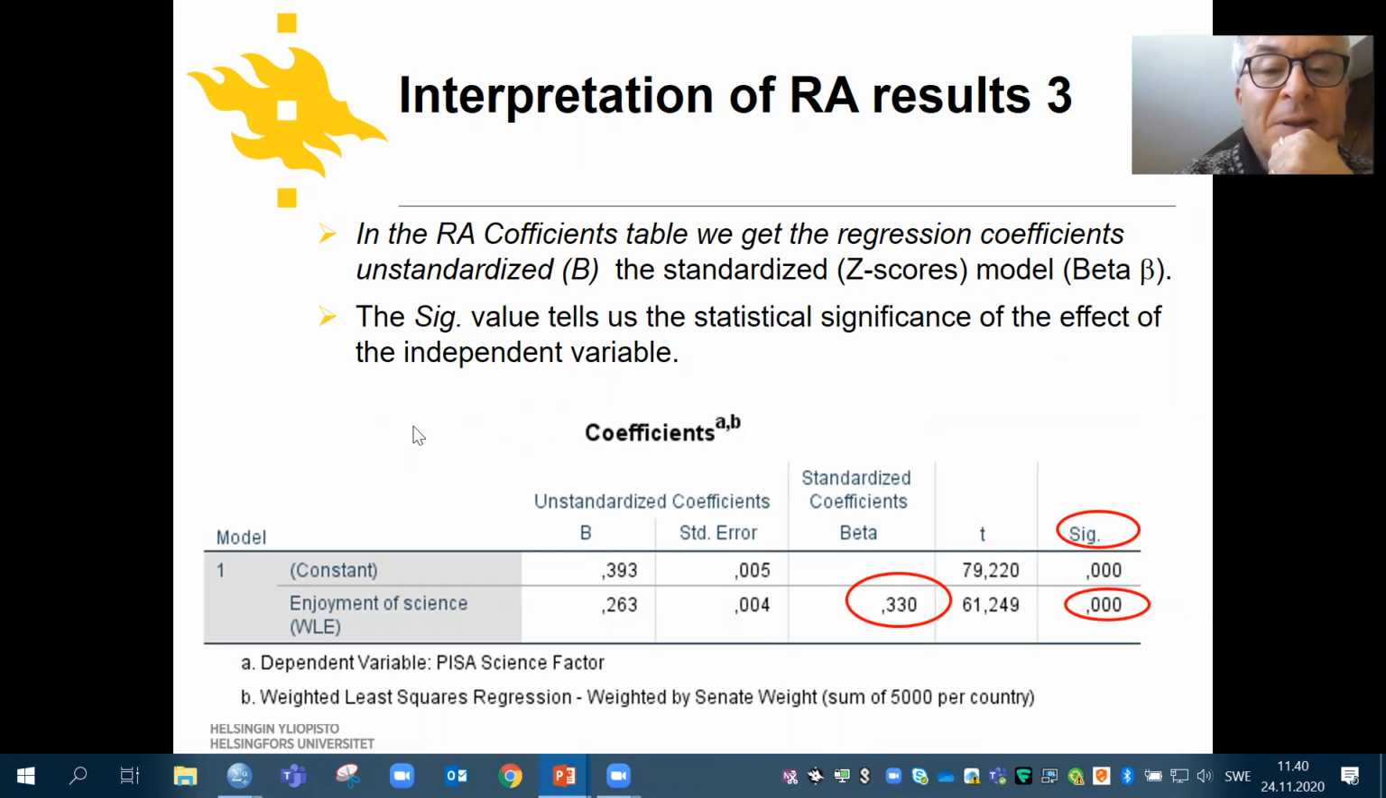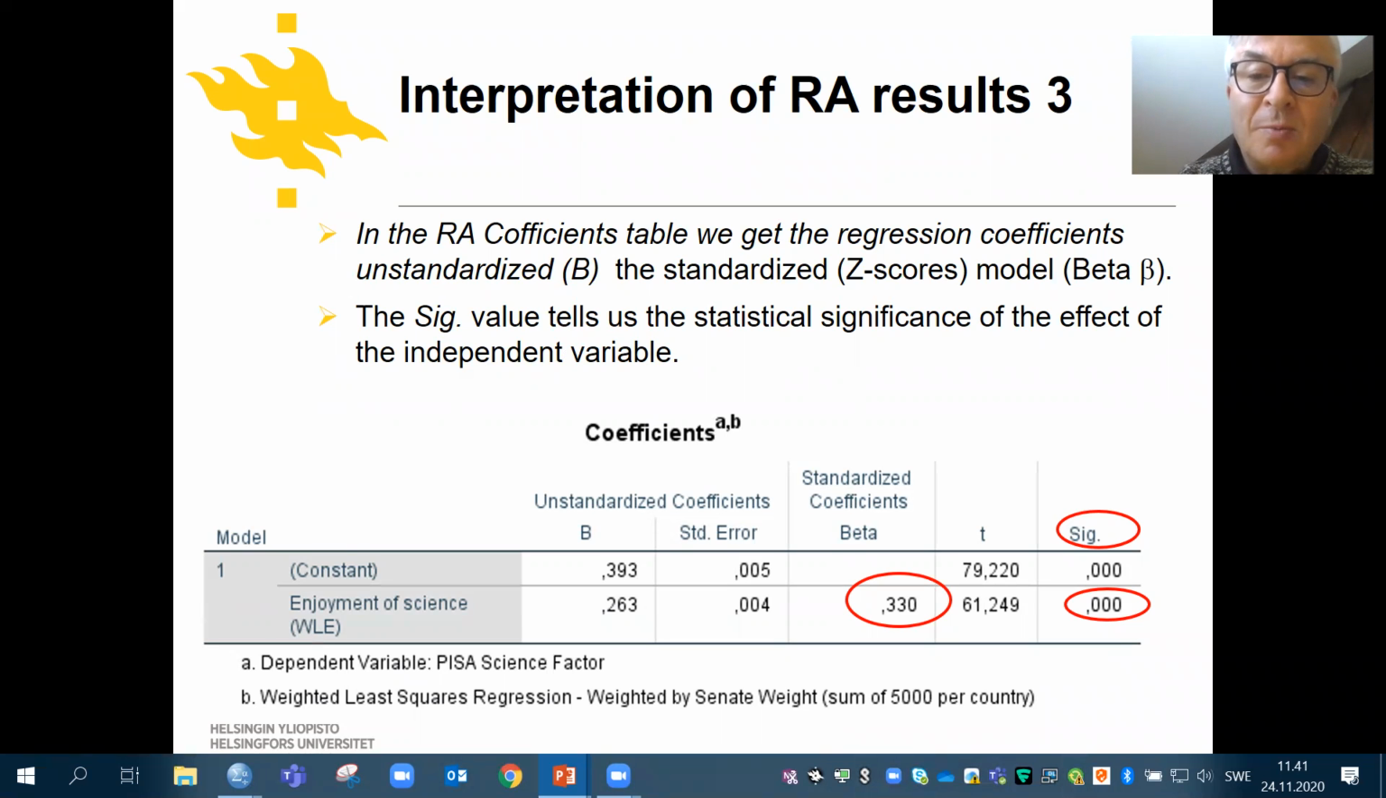But the third important table here is the coefficient table, and here we actually have the same story twice, to be exact. We have it one way, which are the unstandardized coefficients, and then we have the standardized coefficients. Just to make it very simple, the standardized coefficients would be the coefficients you get if you count a z-score of enjoyment of science and a z-score of science knowledge, and then you see how well these two z-scores correlate.